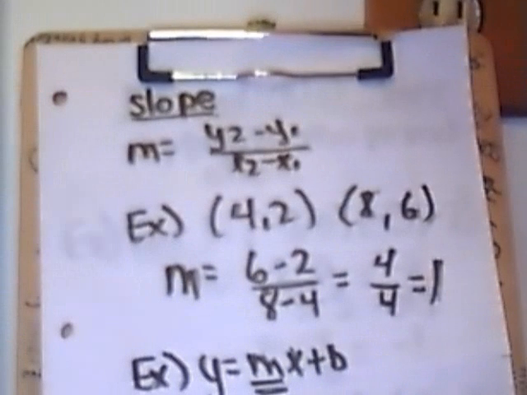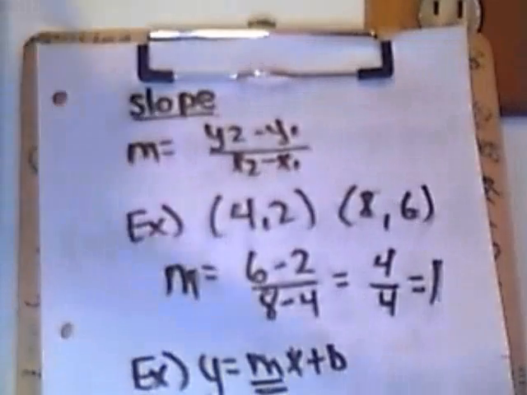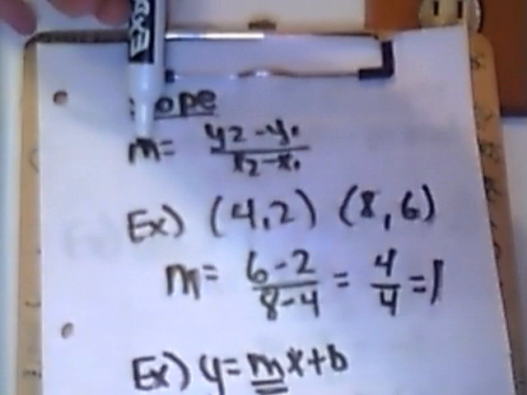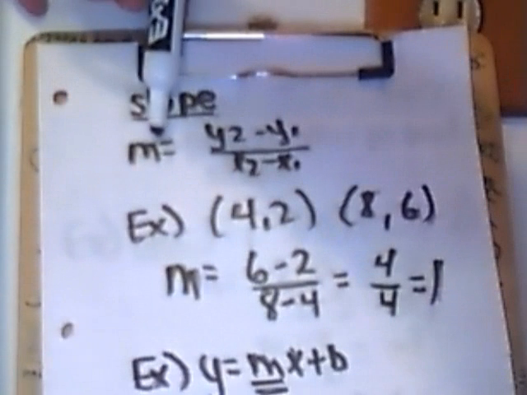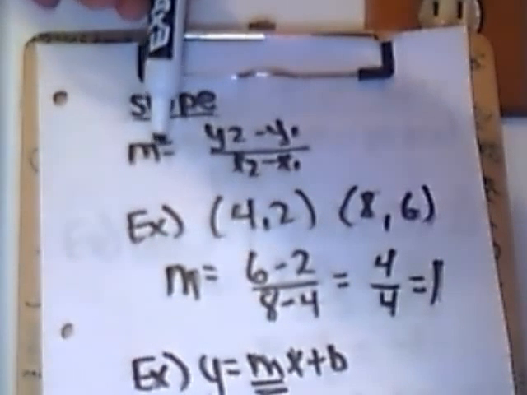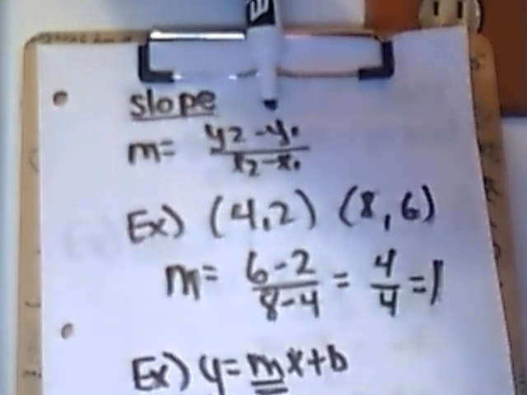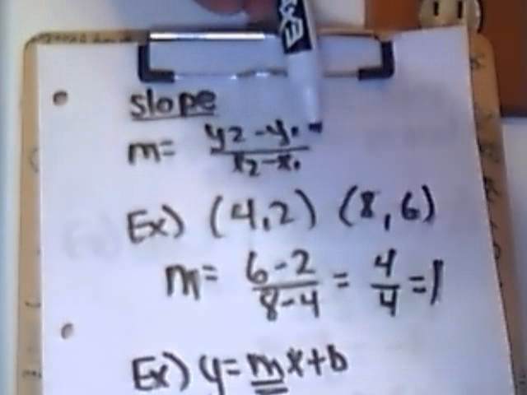Alright, before we get started on talking about parallel and perpendicular lines, we're going to do a brief review of slope. So if you remember back from algebra, to find the slope of a line, you have to figure out what x1, y1, and x2, y2 are of your two points. And the formula for slope is m equals y2 minus y1 over x2 minus x1.